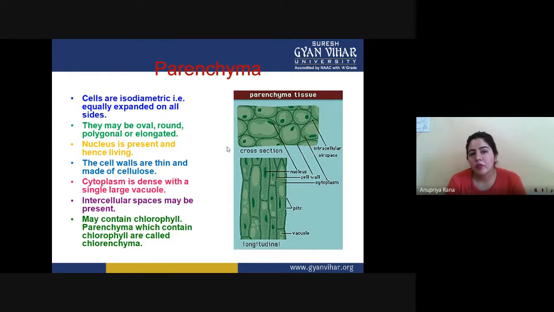Some of the cells of parenchyma have chloroplast present inside them. If the chloroplast is present inside the parenchyma cell, what do they have to do? They need to do photosynthesis. So at that time, we call these parenchyma chlorenchyma because the chlorophyll is present. That's why we named them chlorenchyma cells.